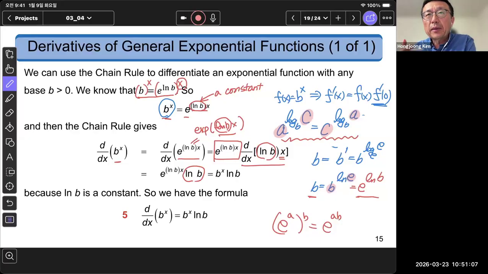And e to the ln b times x was initially another form of b to the x. So when I differentiate b to the x, you get b to the x times ln b. So this is the final formula you have for the differentiation of the exponential function. When b to the x is differentiated, you get b to the x times ln b. Okay.